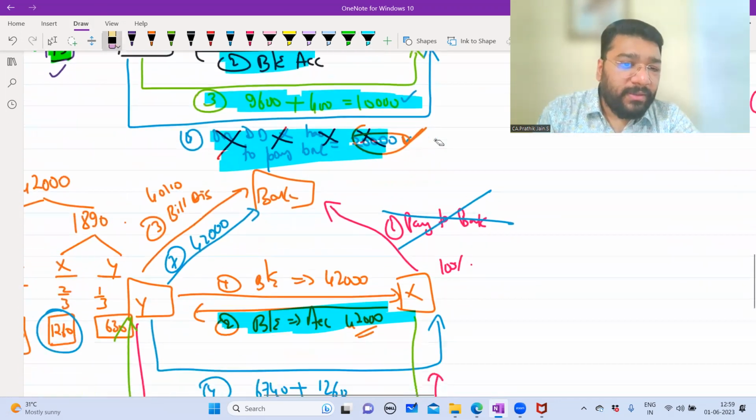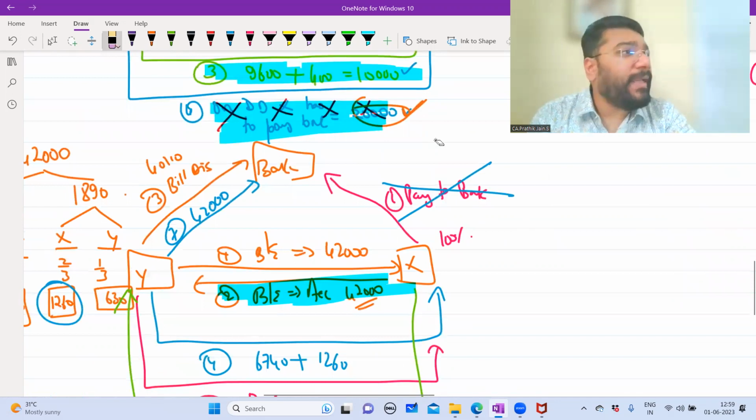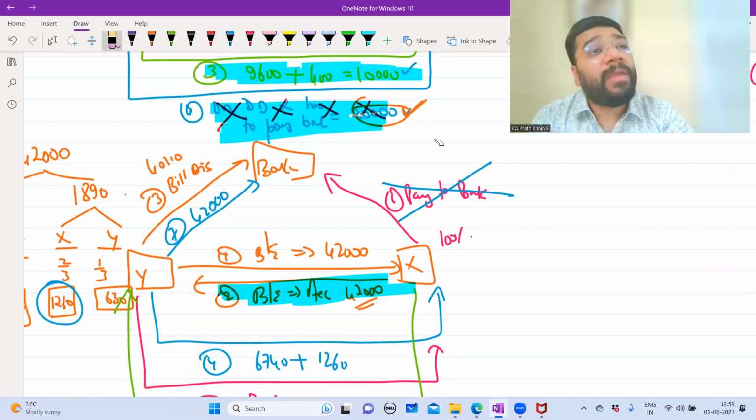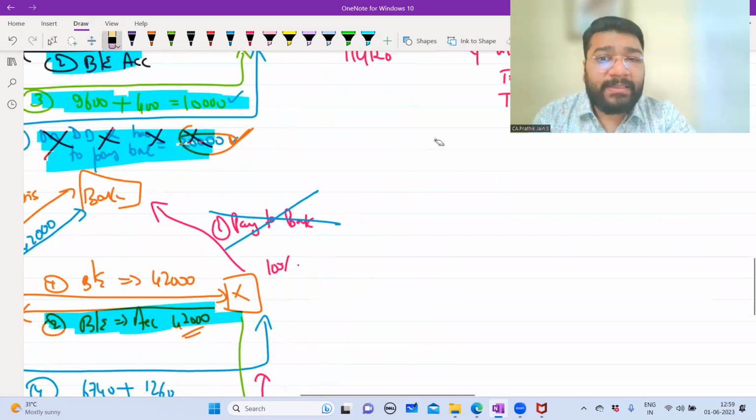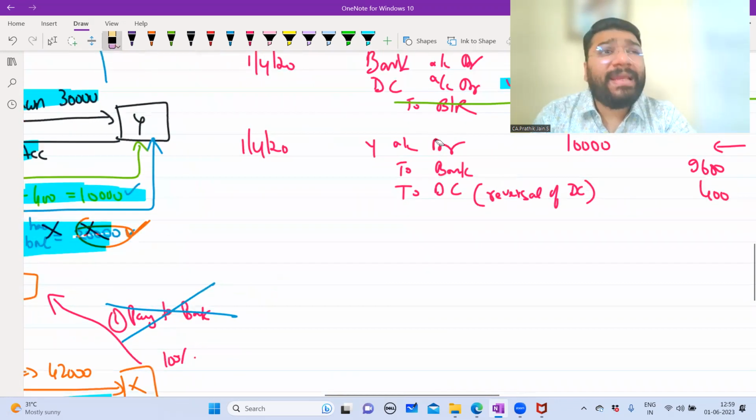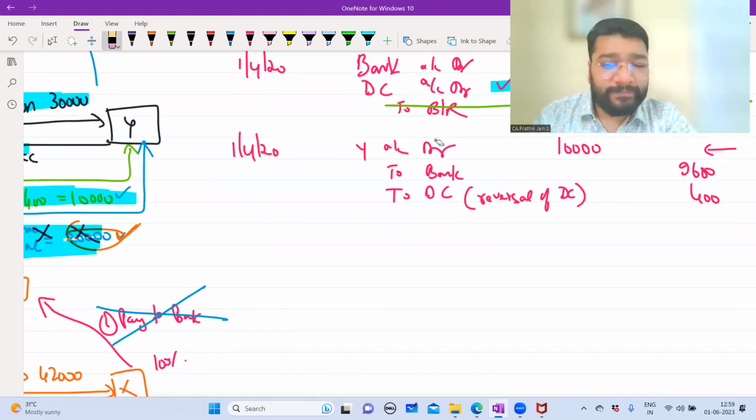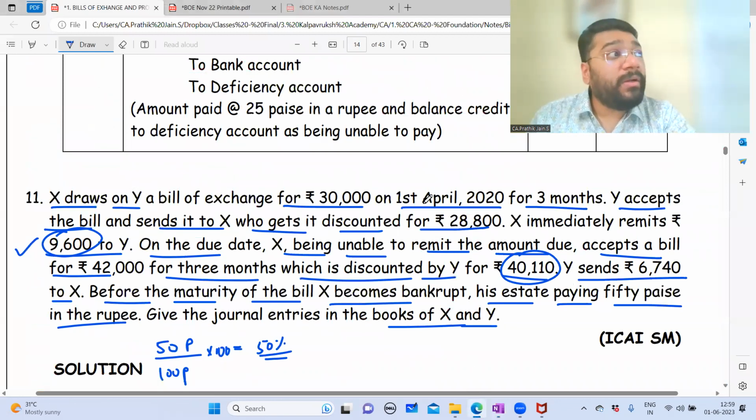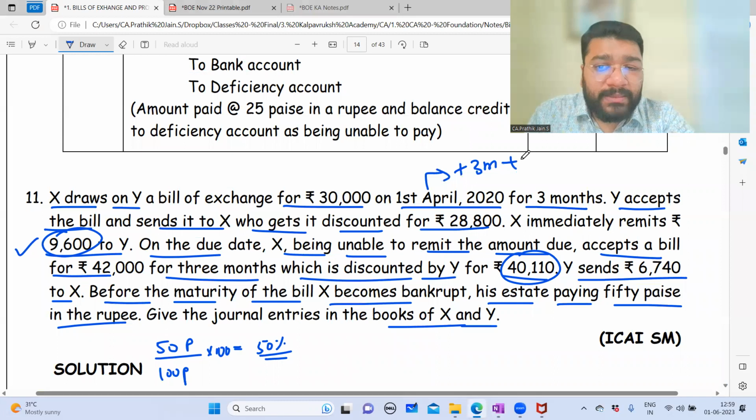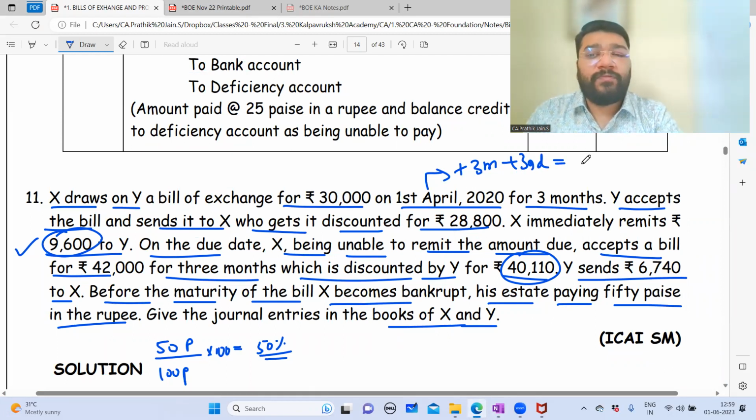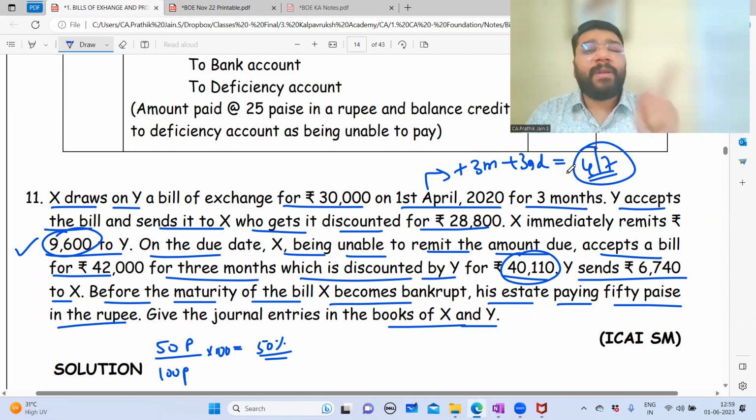So now, guys, Y is sending a bill to X. X is accepting the bill. So for X, is it a bills receivable or payable? For X, payable. So this second bill payable is executed on which date? On the due date. So sir, 1st April plus 3 months plus 3 grace days. May, June, July. So 4th of July. Correct, no? So 1st April plus 3 months is 1st July. Plus 3 grace days is 4th of July.